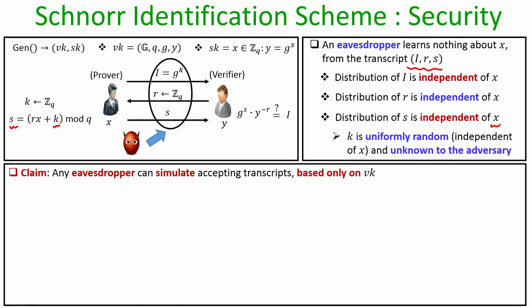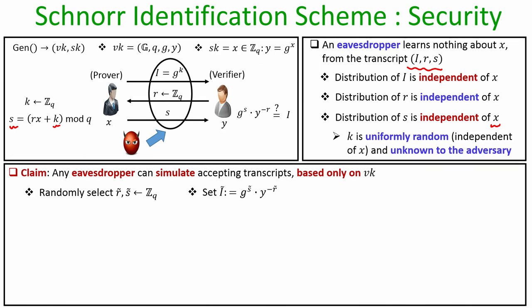So, based on this observation, we can make a very strong claim here. We can say that any eavesdropper can simulate an accepting transcript based on the knowledge of the verification key itself. That means, it is as good as saying that even if no interaction happens between the prover and the verifier, the eavesdropper well ahead could come up with a probability distribution of the transcript which it would be seeing by eavesdropping a real conversation between the prover and the verifier. And how can this be possible? Here is the way the adversary or the eavesdropper could come up with a simulated transcript on its own without even eavesdropping the conversation between the prover and the verifier.